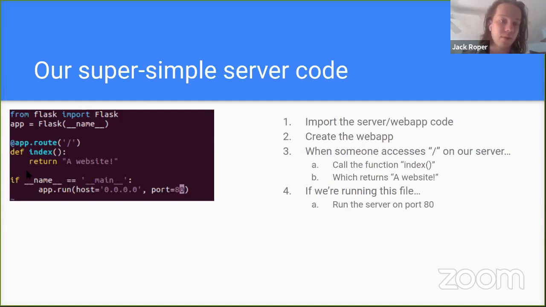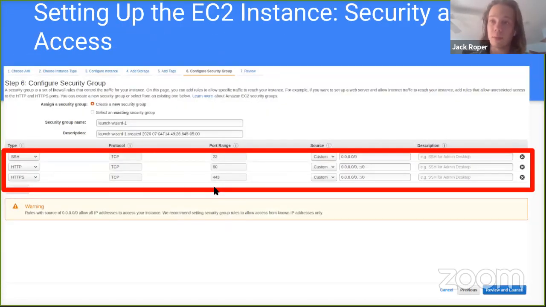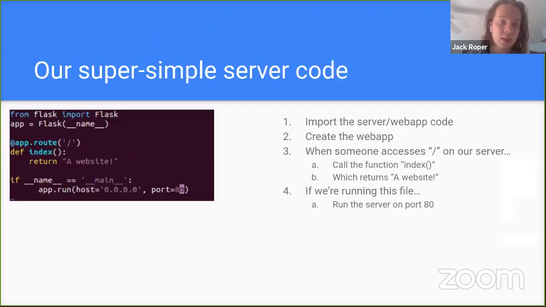And at the very end, we have some lines of code that say if we're running this file, run the app, allow anybody into it, and run it on port 80. Remember from earlier that we opened up port 80 so that other people could access it. That's why we're doing that.